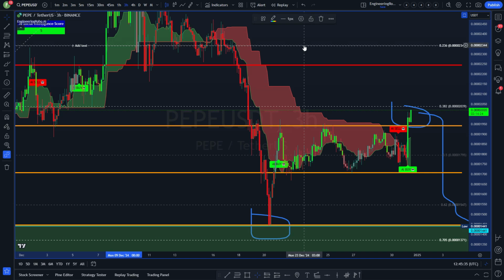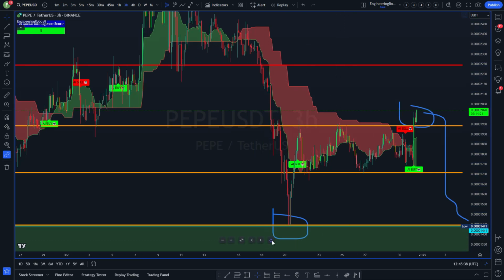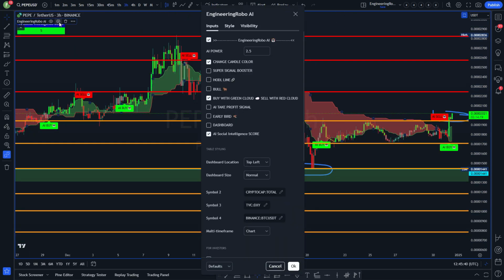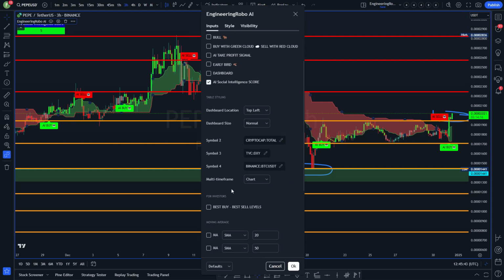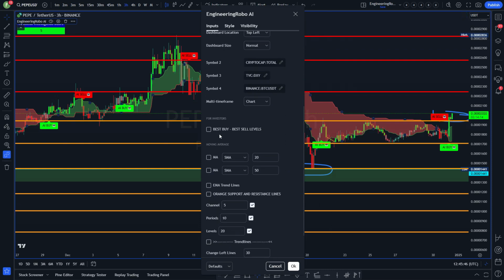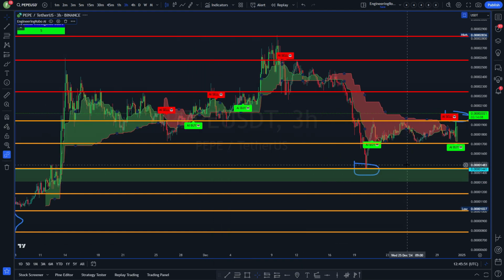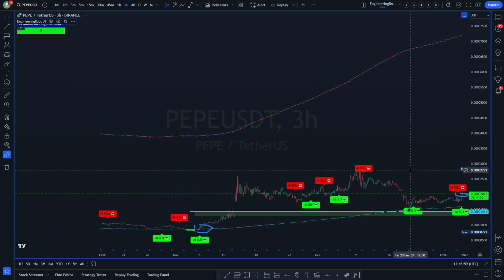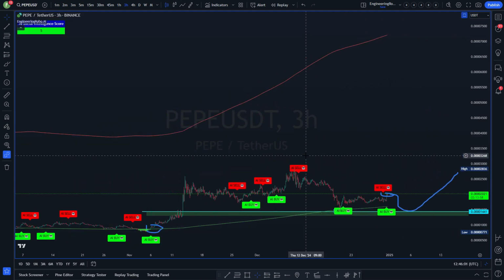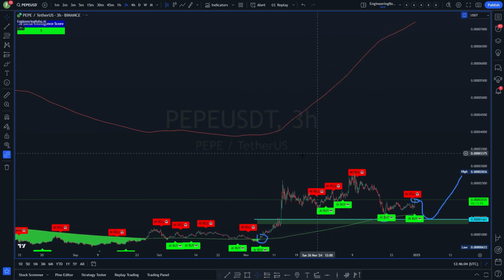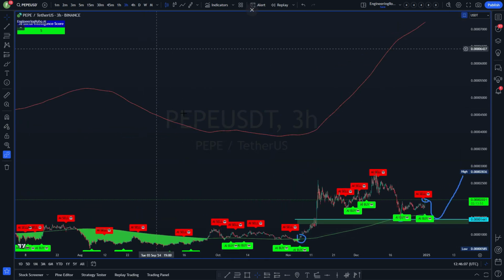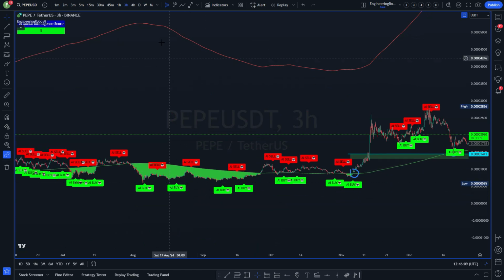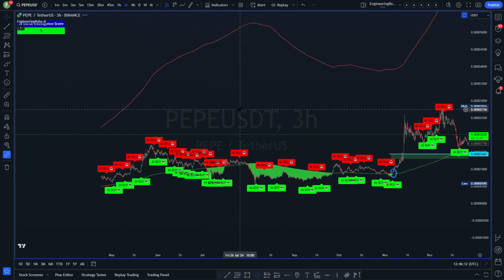I'll get rid of the Fibonacci retracements, and I will also switch off the cloud and the orange support and resistance zone, but I will switch on the best buy and sell levels. So as an investor, this EngineeringRobo AI indicator does show us the best buy points and sell points. This coin is still relatively new, and it doesn't show the best buy points on a daily time frame because there's just not enough history.